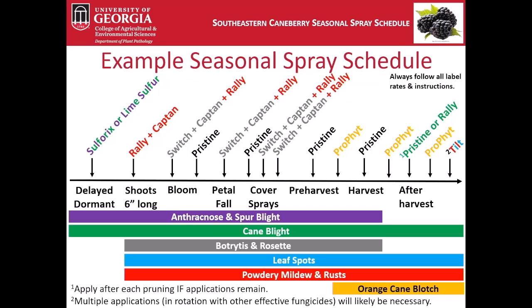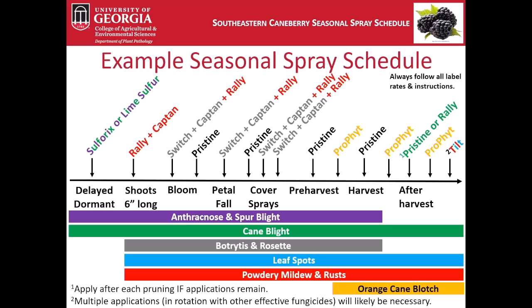Botrytis, that major fruit rot I talked about, is targeted by sprays of Switch, and again, rust still may be an issue, so sprays of Rally along with Switch, and something like Captan to protect the efficacy of Switch against botrytis, which can develop resistance very easily, may be necessary throughout the period from bloom through harvest. Pristine is effective against multiple diseases here, so that's why I have it shaded in black.